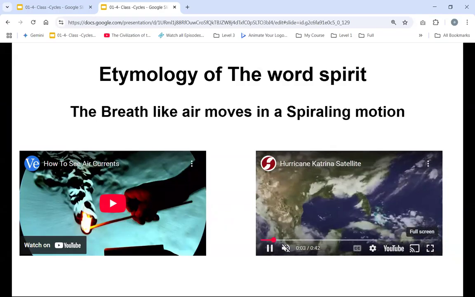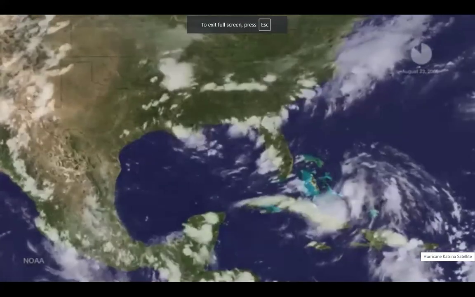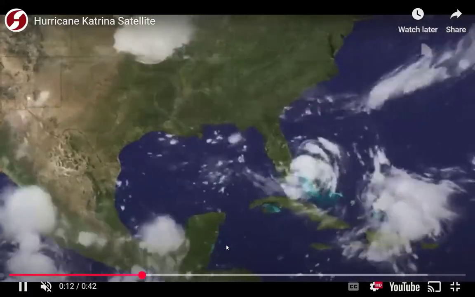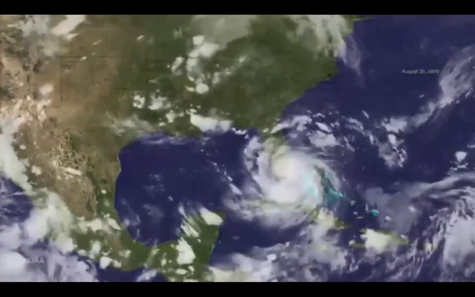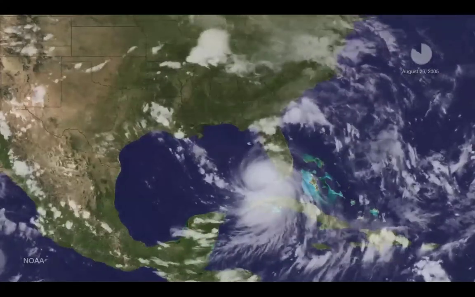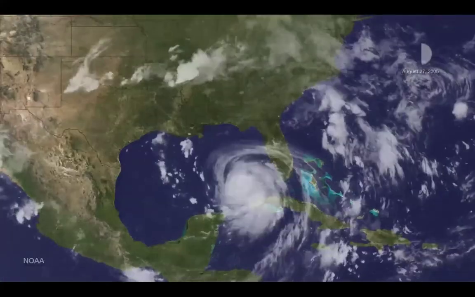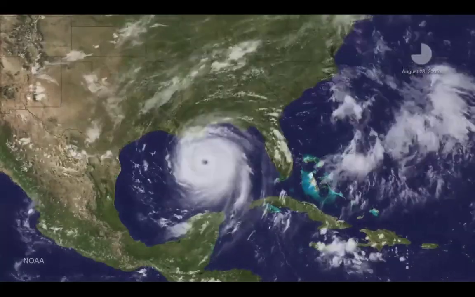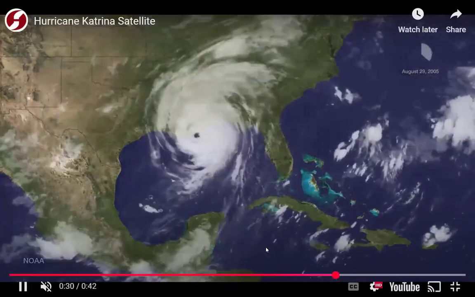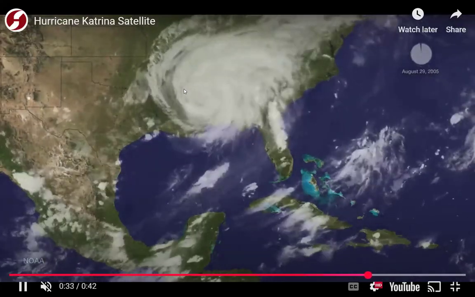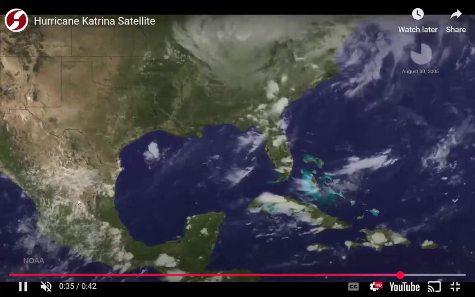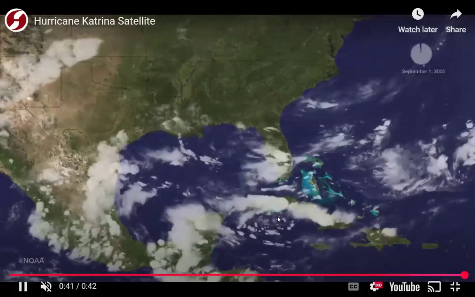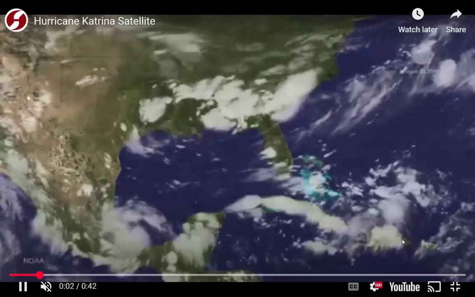Microcosm, macrocosm. You see how the movement of the air in the form of clouds is moving in a spiraling motion. Air never moves in a straight line. Everything is spiraling, spiraling, spiraling. So this is a spirit moving across the land. Here's some other spirits moving across the land. Here's spirits moving across these islands.